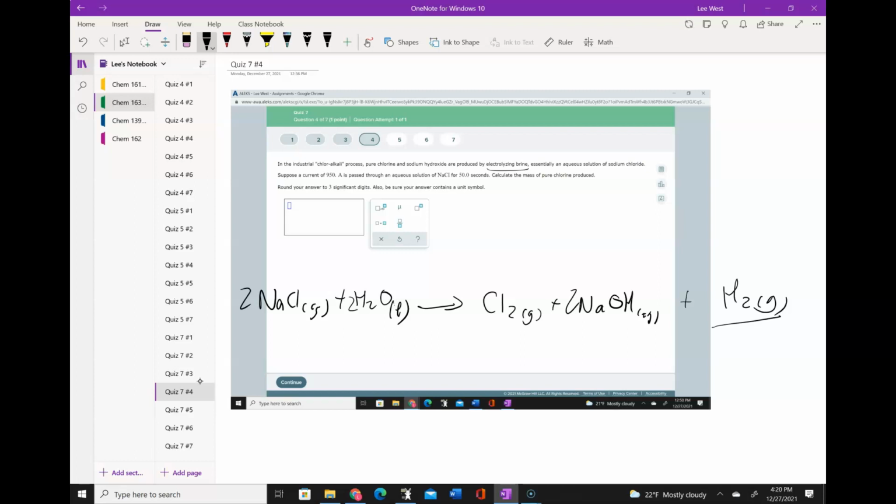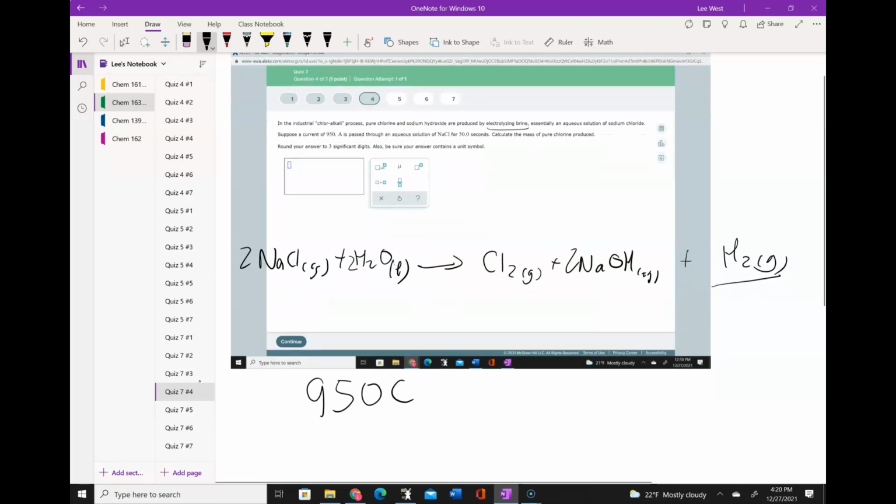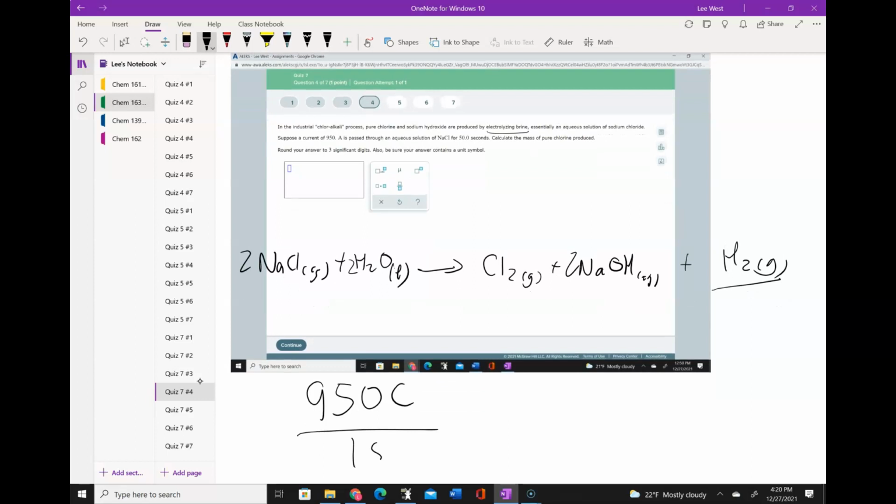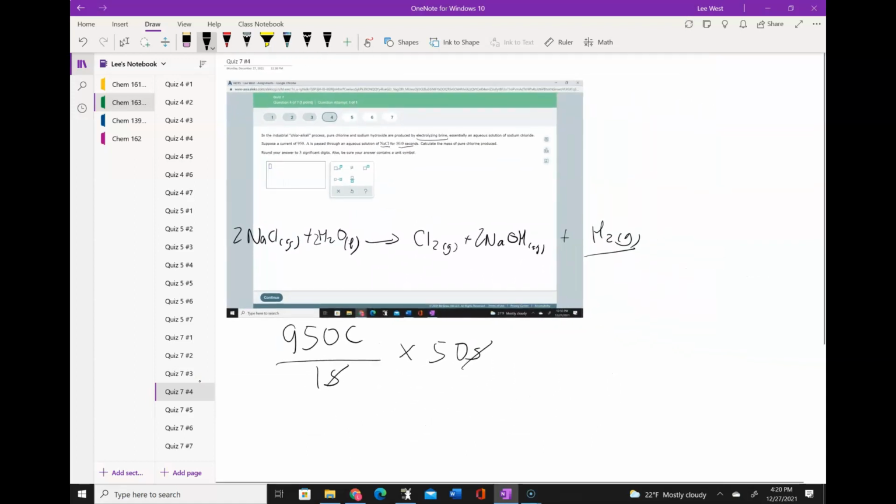So it says suppose a current of 950 amperes, so that is 950 coulombs for 1 second, is passed through an aqueous solution of sodium chloride for 50 seconds. So 50 seconds. Calculate the mass of pure chlorine produced. Oh, interesting.